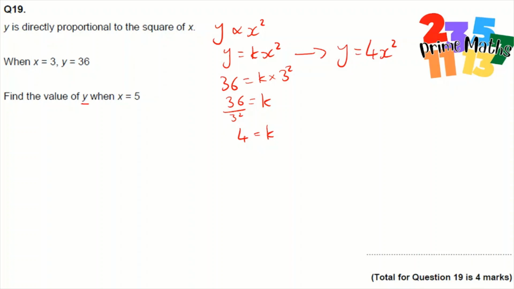It says to find the value of y when x is equal to 5. I will substitute 5 in. Y is equal to 4 lots of 5 squared, which is 4 lots of 25, meaning that y is equal to 100.